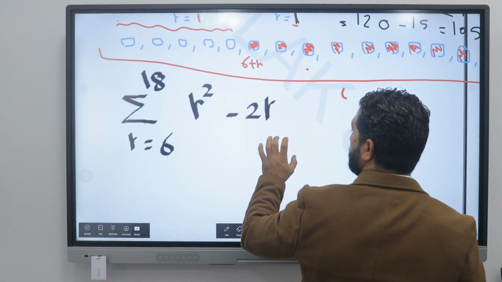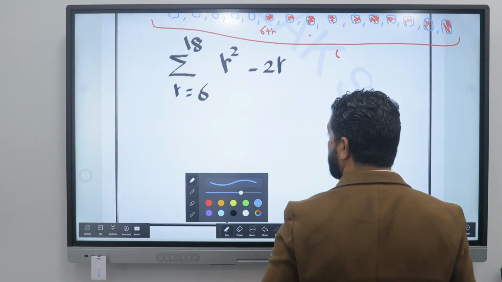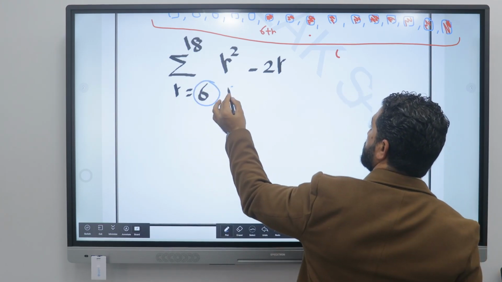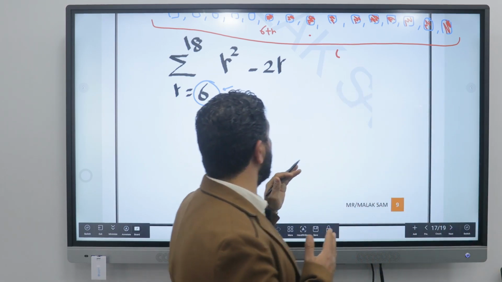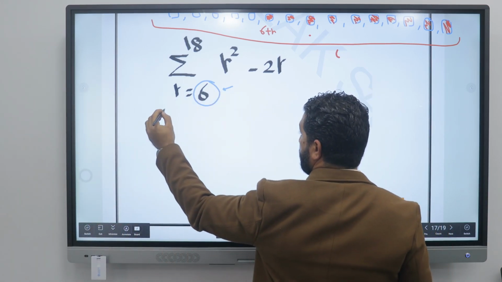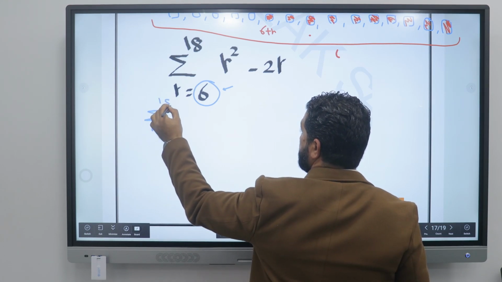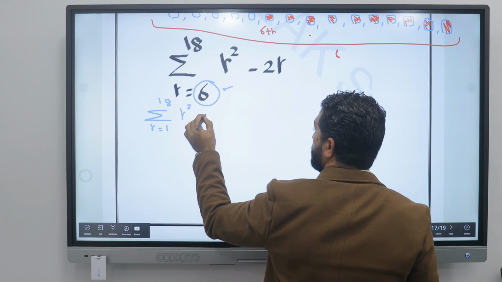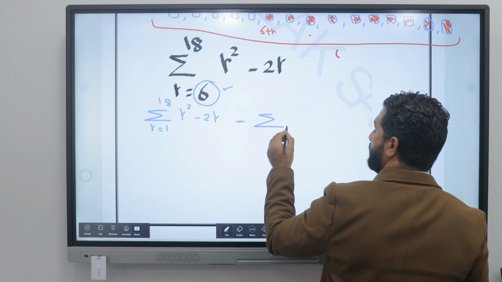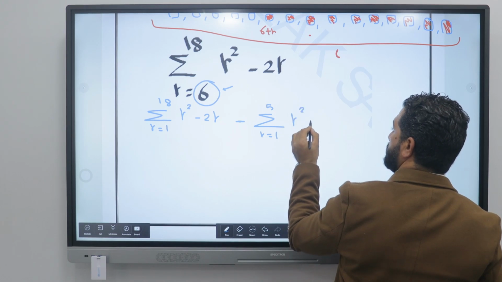بص كده. طبعا الموضوع هنا seems to be complicated. عارف ليه seems to be complicated? Because we have here 6. It's not 1. طيب how can we deal with it? We can write it as, okay, we can find the sum of all terms from 1 to 18 of r to the power of 2 minus 2r. Then you will subtract the sum r from 1 to 5 of all terms of the sequence.